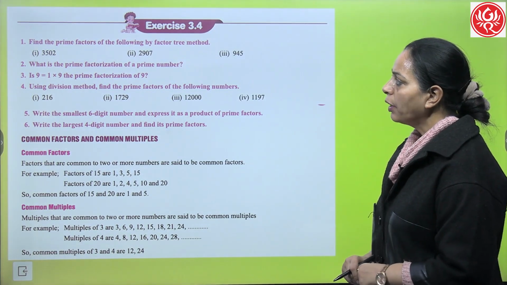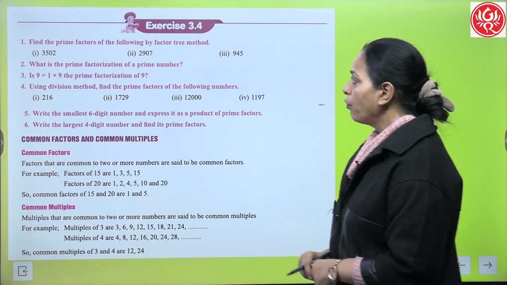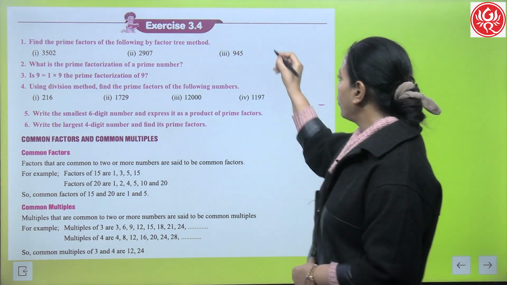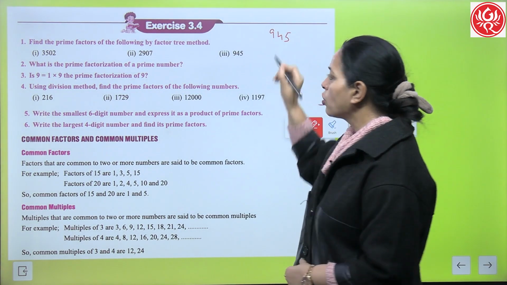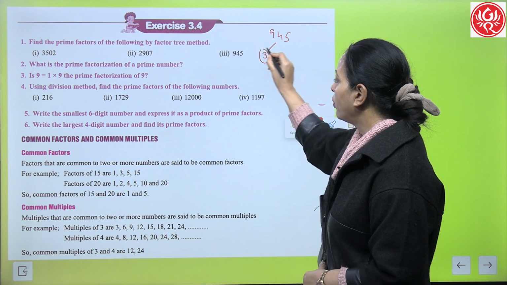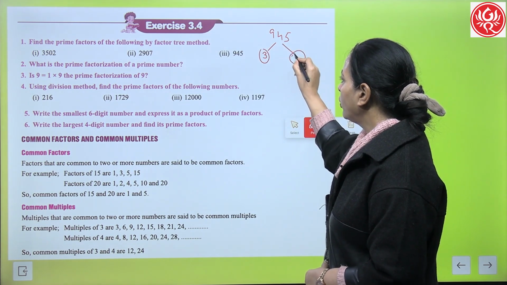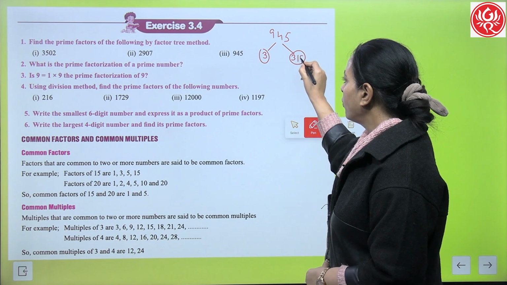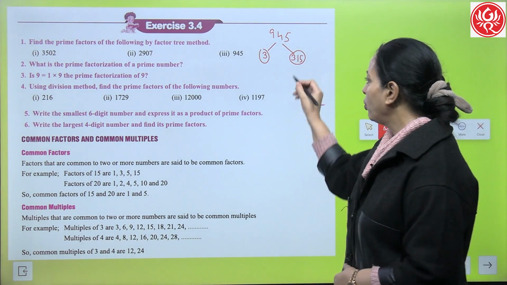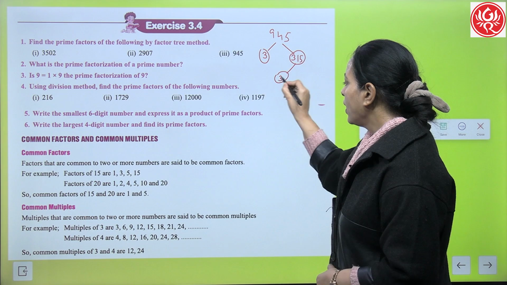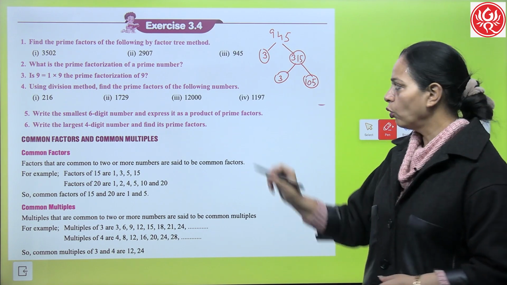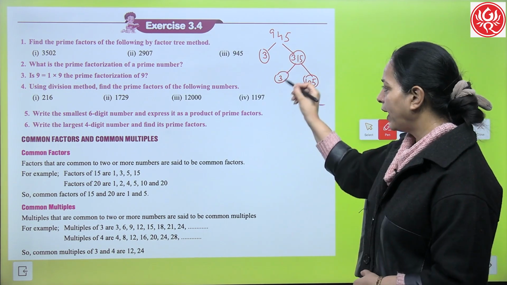Question number 1. Find the prime factors of the following by factor tree method. You know very well. See the third part, 945. So 945 is not divisible by 2. It is divisible by 3. So here you will write 3 and what will you get? You will get 3 3s are 9, 3 1s are 3, 3 5s are 15. Now 315 is divisible by 3 again. So here you will write 3 and then here you will get 105. You know 3 is a prime number, so we are not writing any other factors.